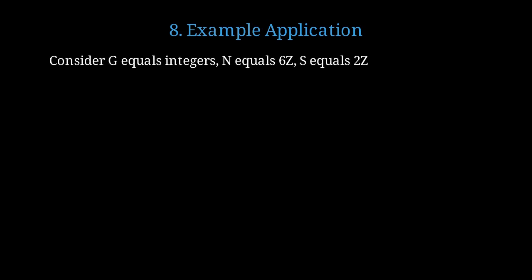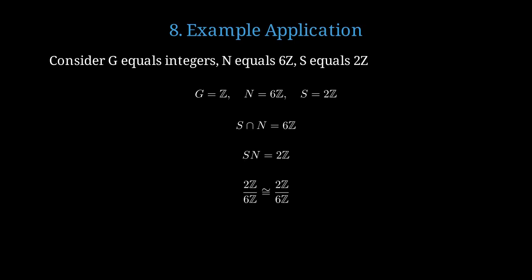Let's see a concrete example of this theorem in action. Take G as the integers, N as multiples of 6, and S as even integers. G equals Z, N equals 6Z, and S equals 2Z. The intersection S intersect N equals 6Z. The product SN equals 2Z, since both contain only even numbers. Therefore, 2Z over 6Z is isomorphic to 2Z over 6Z, which are both cyclic of order 3.